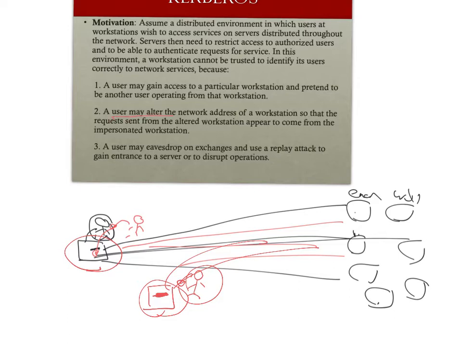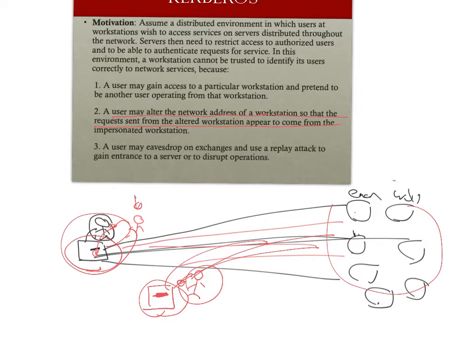So a user may alter the network address of a workstation so that requests sent from the altered workstation appear to come from an impersonated workstation, right? So the requests going to these servers look as if they are coming from that user on that machine. That's assuming the attacker does not have physical access to this workstation. They can use another workstation to do the same.